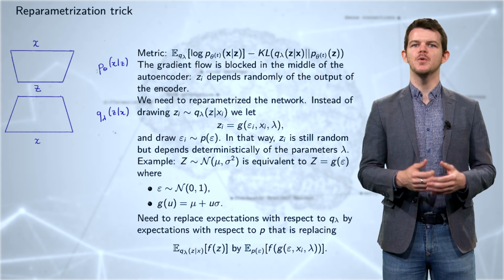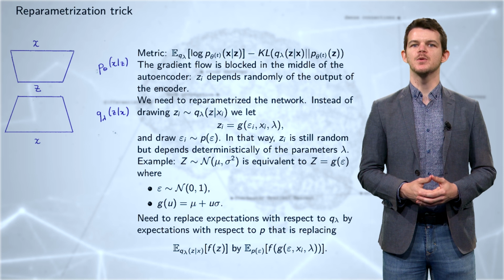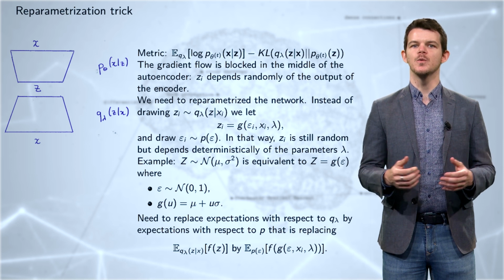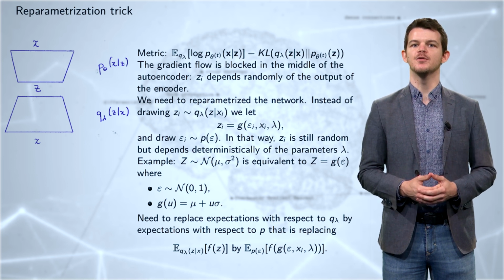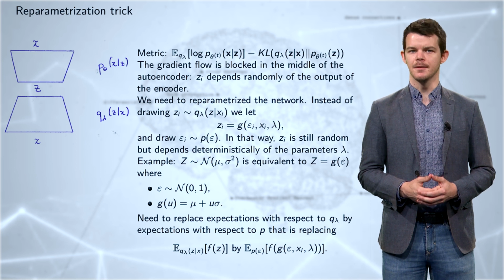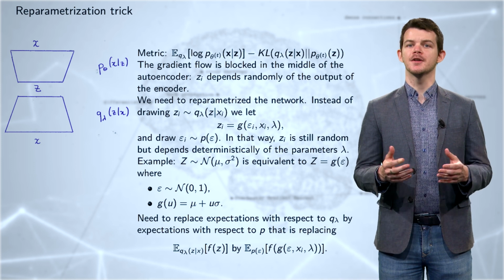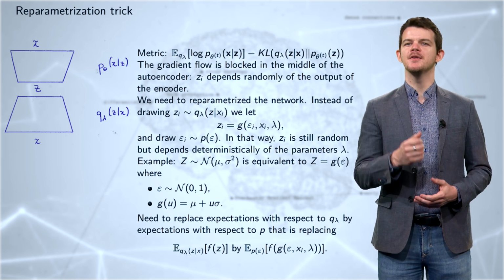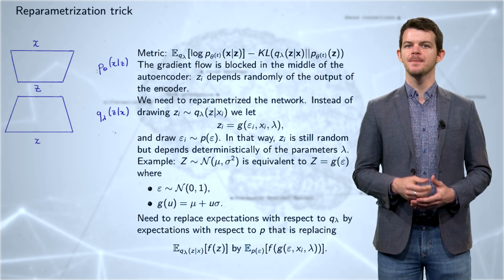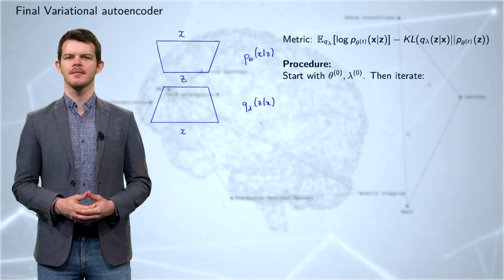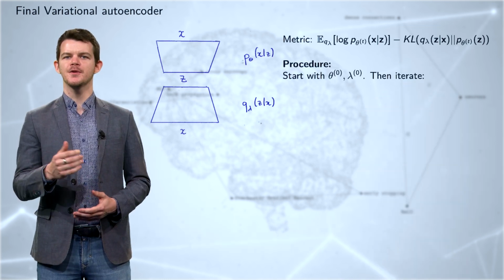We simply need to replace the expectations with respect to q_lambda by expectations with respect to p, the distribution of the new random variable epsilon. Consequently, the gradient flow is not blocked anymore, and one can implement a classical backpropagation procedure in this network. We can now state the full procedure.